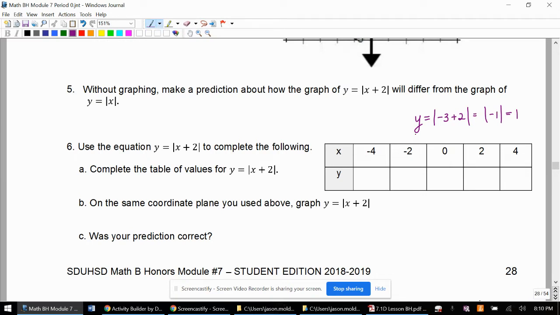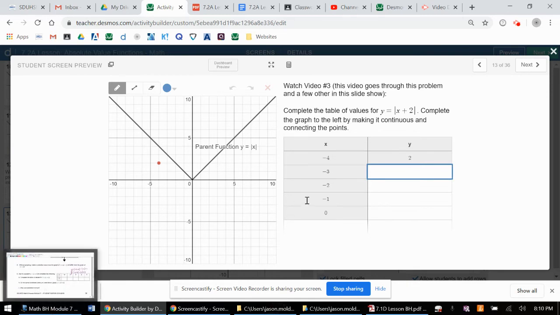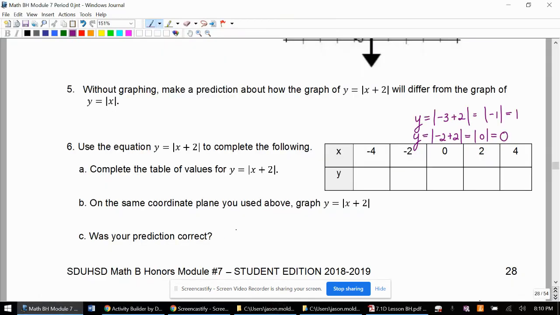Next, let's go to -2. -2 plus 2 is 0, and absolute value of 0 is 0. And we're going to keep going with this. You'll notice that the table is a bit off center. I wouldn't be too concerned about how to pick these values. They're usually set up for you, or you can just kind of randomly pick some values.